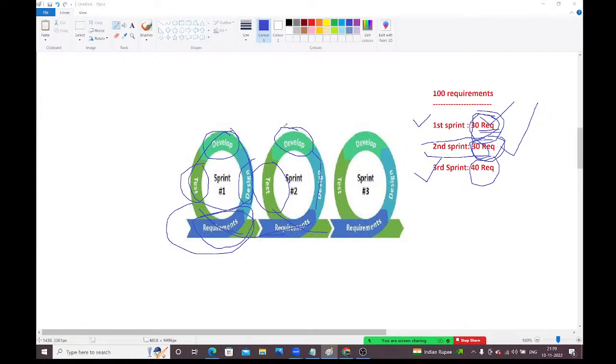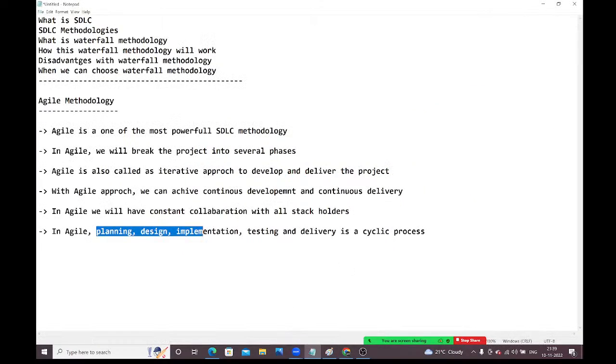So these are the differences between waterfall and agile methodology. Whatever problems we have seen in waterfall methodology, we can overcome with agile. Is it clear, guys? Fine. Coming to agile, what terms do the companies use?